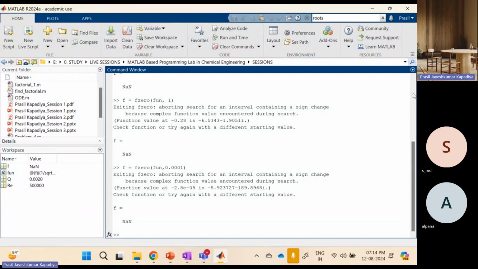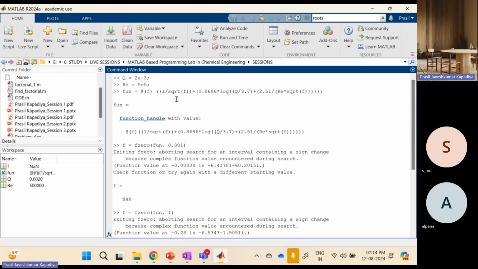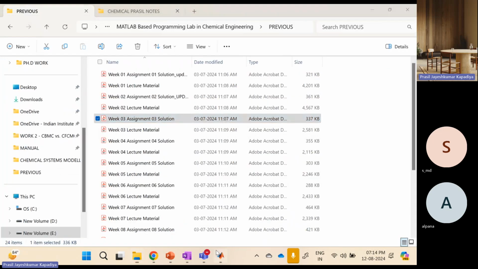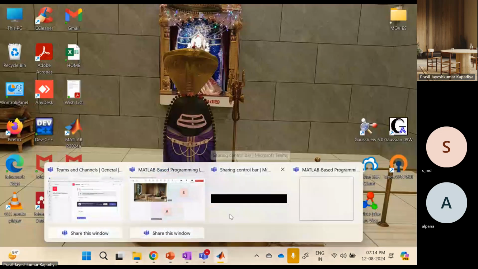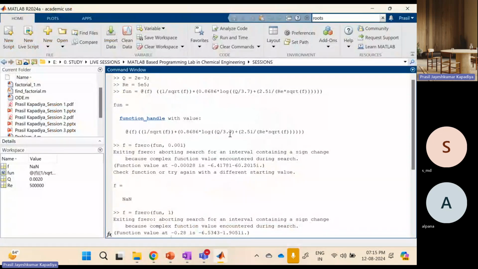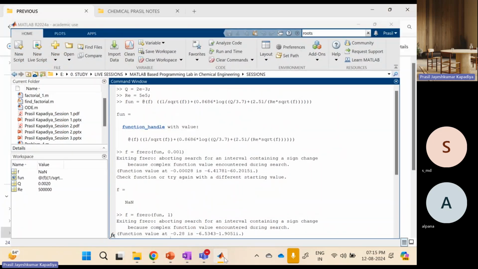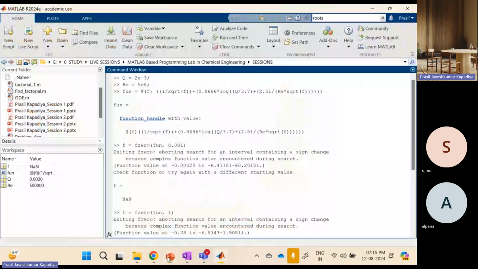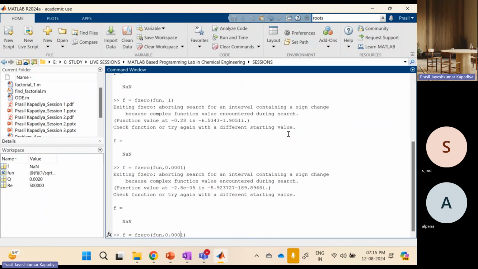So it is 1 divided by sqrt of f. This is my whole one term. Then 0.8686 into logarithm of q divided by 3.7, this bracket is closed, plus 2.51 divided by Reynolds number into sqrt of friction factor. So this is closed, this is closed, this is closed. Yeah, it's correct. I don't know why I'm not getting the answer.